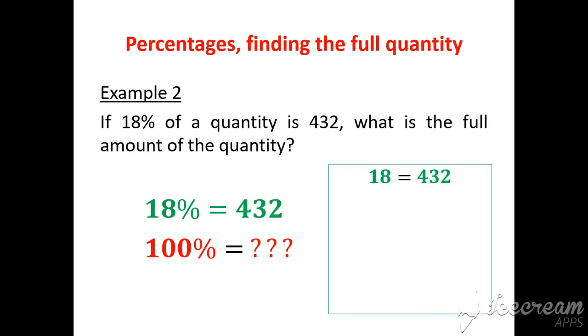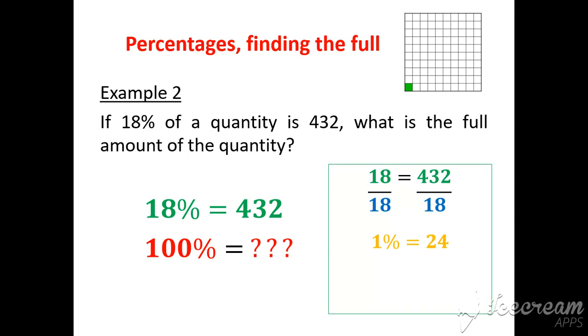Right, so the same technique. 18% is equal to 432, so I write down 18 is equal to 432. We divide both sides by 18. 18 divided by 18 gives us 1. And 432 divided by 18 gives us 24. So we've managed to find out what 1%, one little square, is equal to, and that's 24.